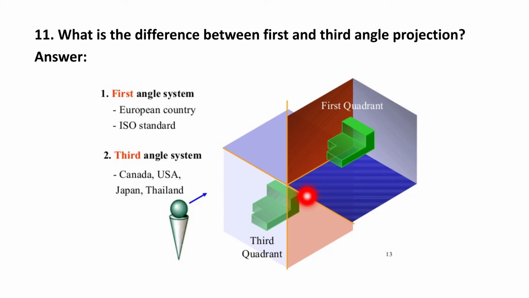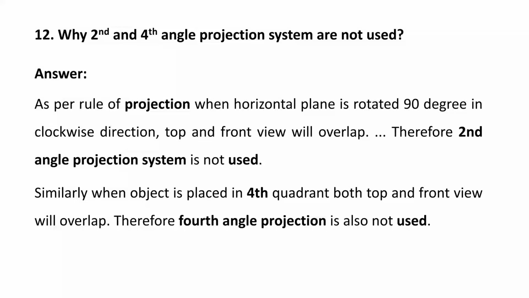Right, and the same case is for the fourth angle projection. When you place the component over here, and after that you have to rotate this plane through 90 degrees in clockwise direction, at that time again these two planes will overlap, and hence the fourth angle projection system is also not used.